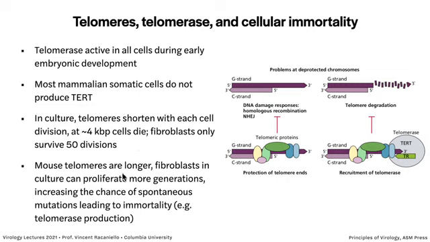Now, mouse telomeres are a bit longer, and so they can proliferate more generations. That increases the chance of sustaining spontaneous mutations that lead to immortality. And one of those would be a mutation that turns back on telomerase production, the enzyme. It makes perfect sense. There are other ways that mutations could make the cells immortal. And today we're going to see how virus infection can do that.